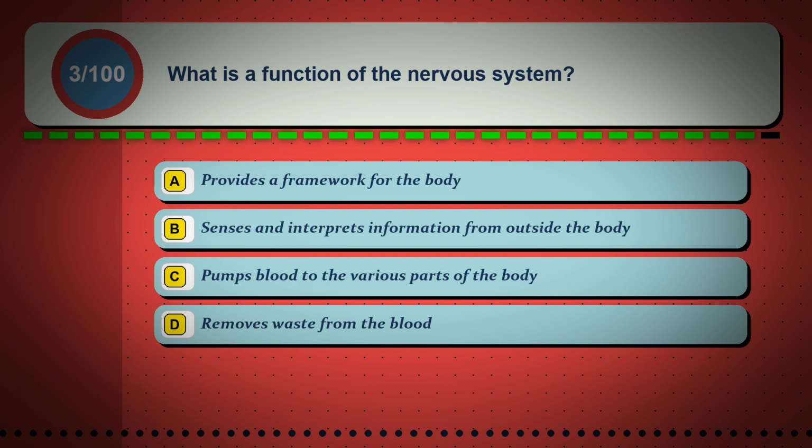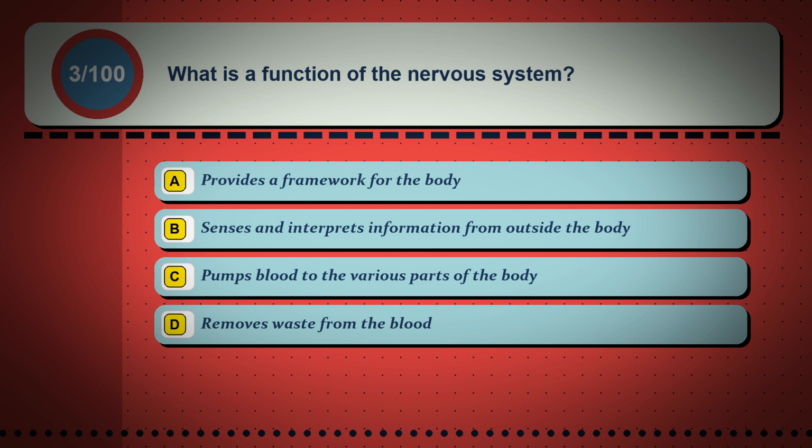Question 3. What is a function of the nervous system? Option A. Provides a framework for the body. Option B. Senses and interprets information from outside the body. Option C. Pumps blood to the various parts of the body. Option D. Removes waste from the blood.